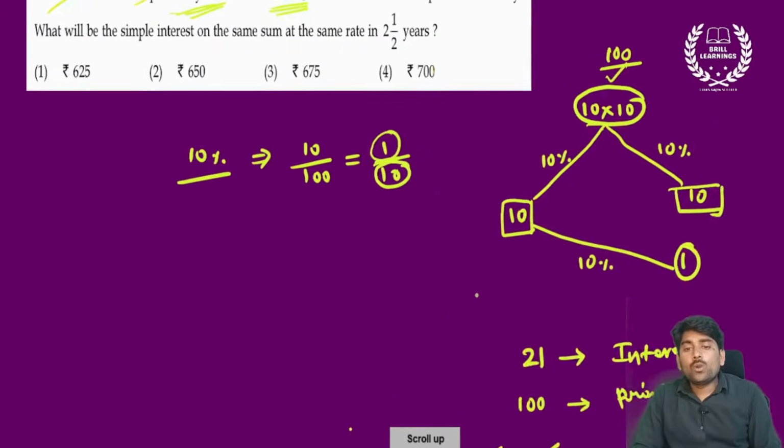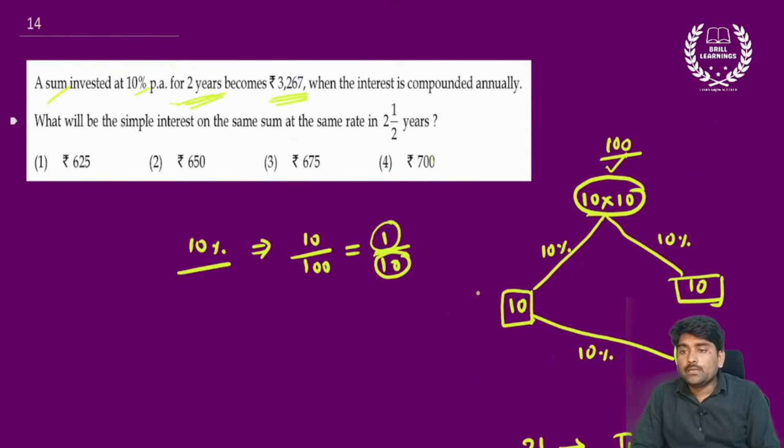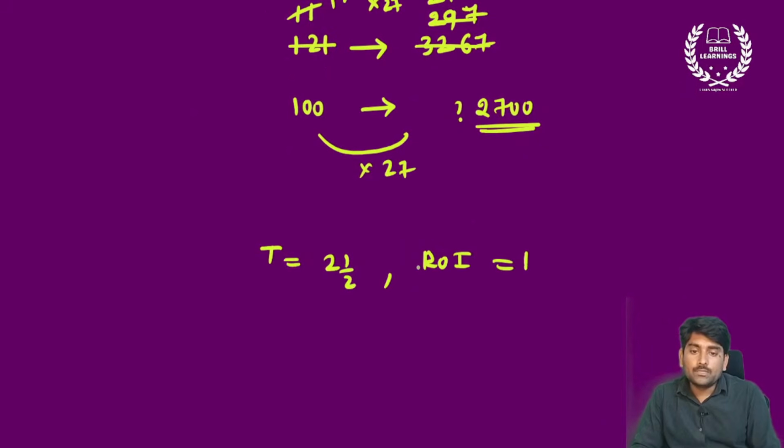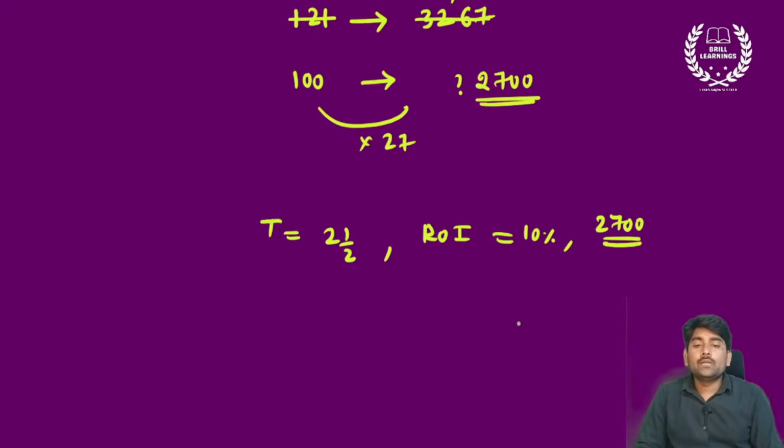Now what they are saying, we need to calculate the simple interest on the same sum, same rate, 2.5 years. They have given rate of interest is 10% only, but the time period is 2.5 years. Same sum means 2,700 only. On this amount we need to find the interest.